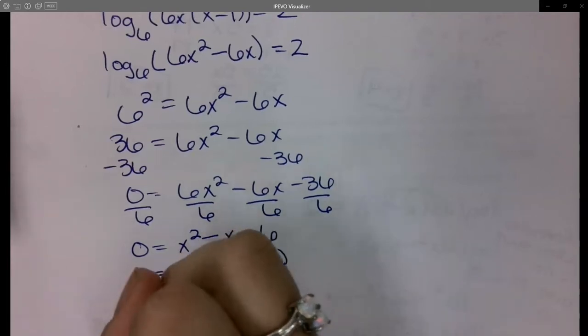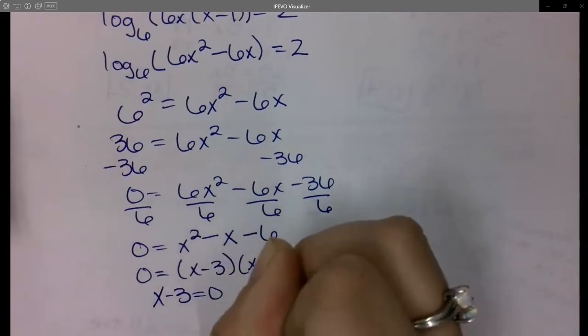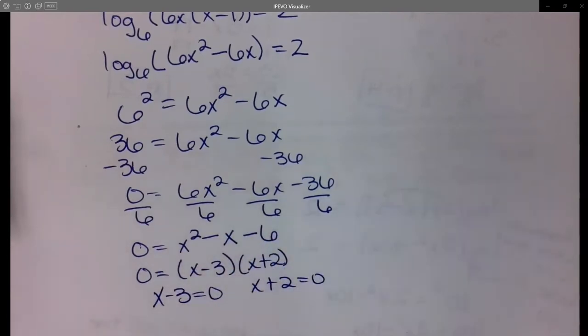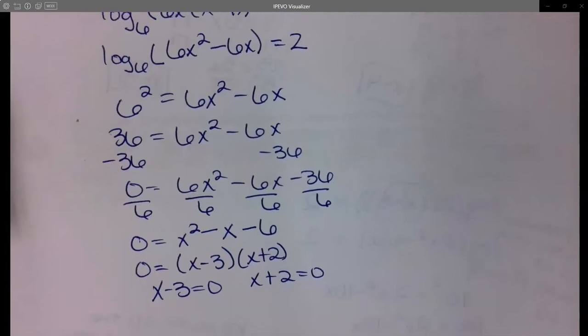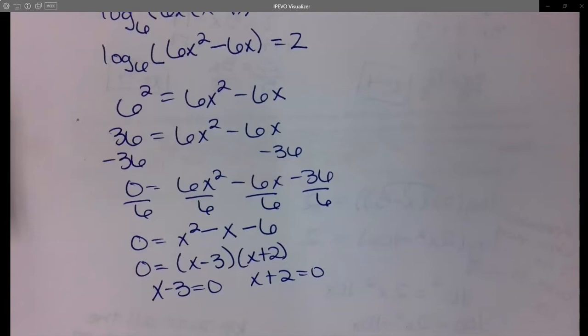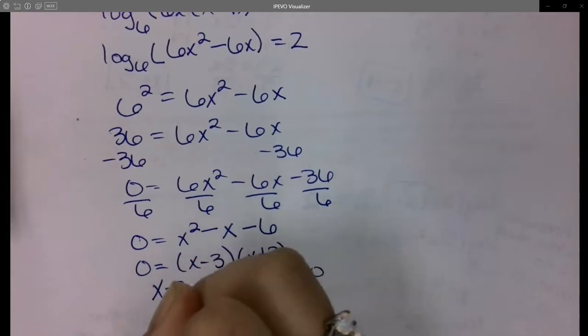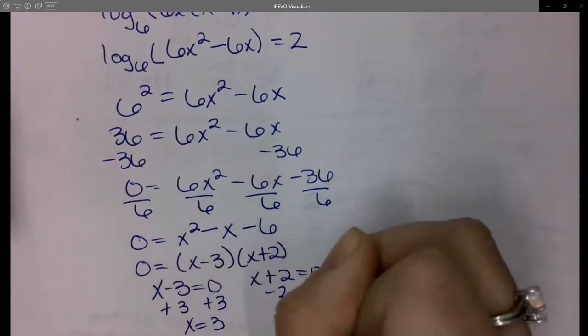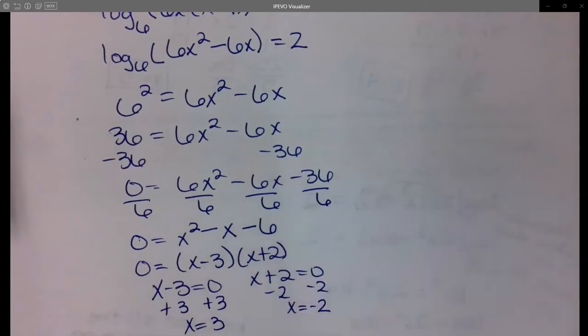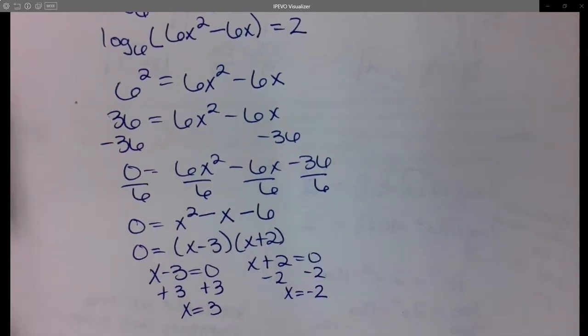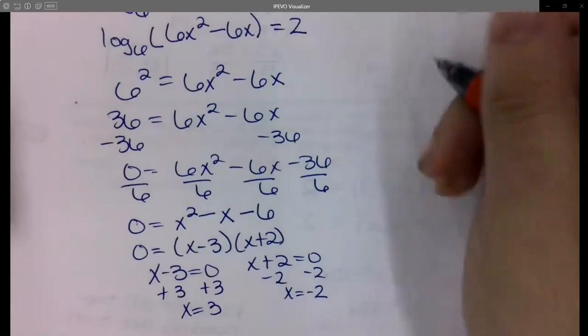Then I want to take each of those pieces and set them equal to 0. On the first one, I add 3 to both sides. I get x equals 3. On the second one, I subtract 2 on both sides, and I get x equals negative 2. Because I have 2 answers, I want to go ahead and check.